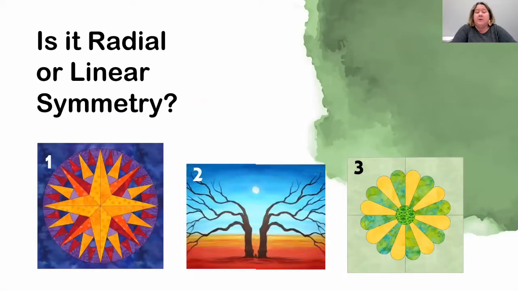So let's see how well you can pick out radial and linear symmetry. Which of the pictured works of art shown below are linear symmetry? Picture 2 does show linear symmetry. If you folded that artwork in half, both sides are a mirror image of one another. Which of the pictures of work shown below are radial symmetry? Pictures number 1 and 3 are examples of radial symmetry.